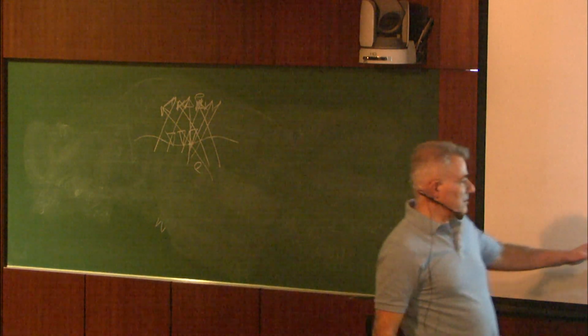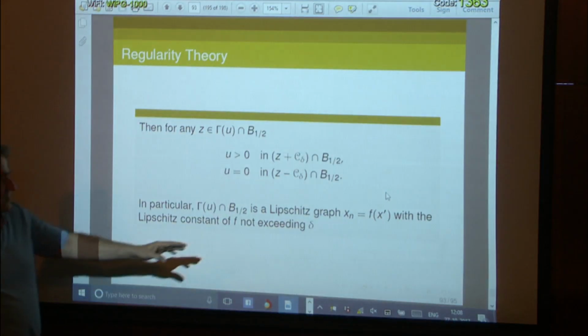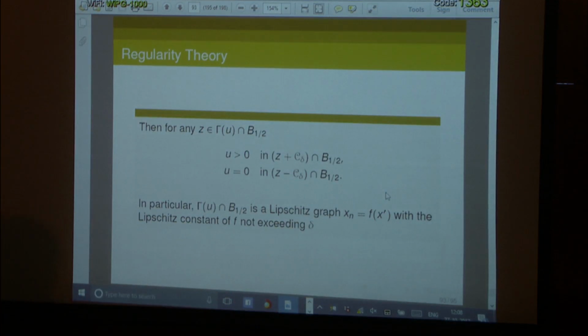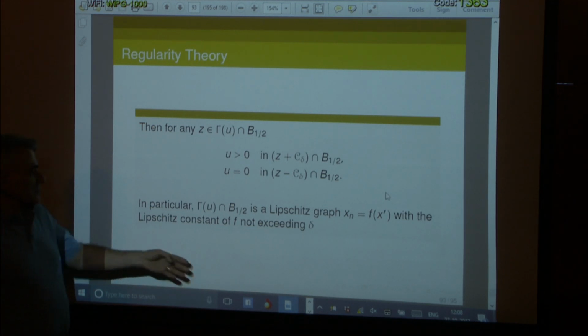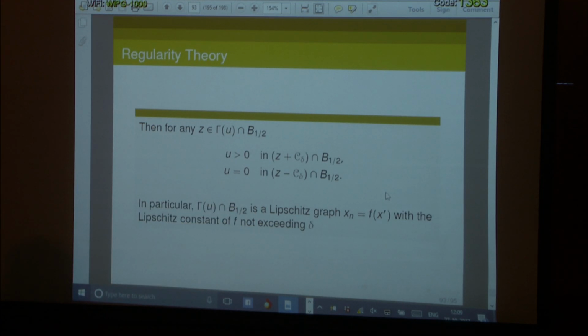So that means that the free boundary locally is a graph of a Lipschitz function. So I can represent it like x_n is f of x', where x' is the rest of the variables. And there is a constant, not exceeding the cone's value, the opening of the cone.